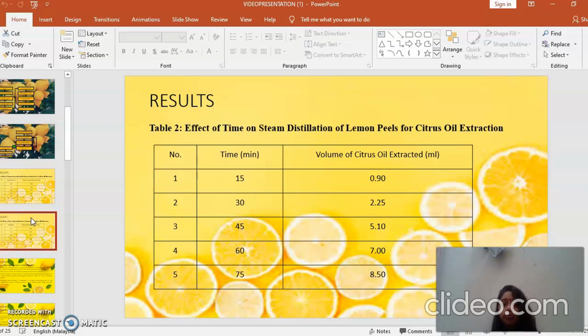So from this result we know that at 75 minutes, that is 1 hour 15 minutes, we managed to collect 8.50 milliliter of volume citrus oil extracted from the lemon peels. This is the maximum volume that can be extracted from the lemon peels.